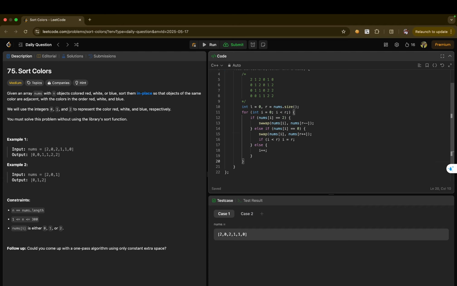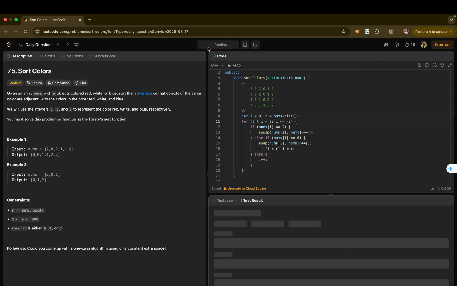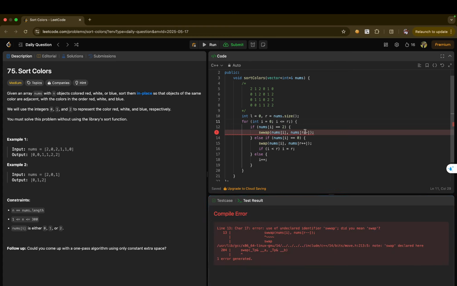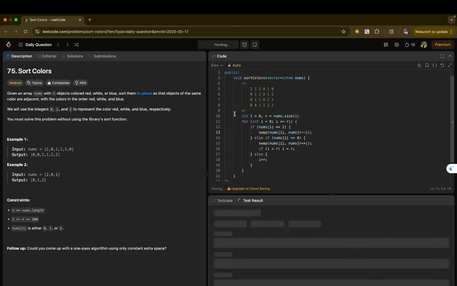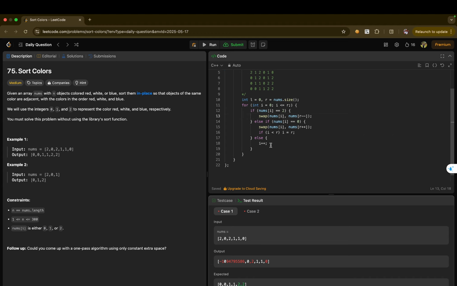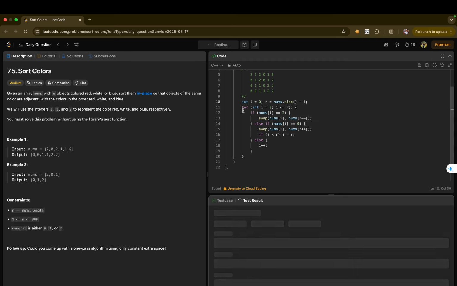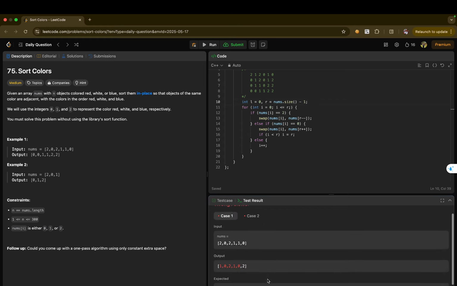Okay, for 2, swap with R, because R is the last element where we didn't have a replacement. I'm sorry. Okay, swap. Oh, wait a minute. Minus one. Okay, sorry, a small mistake. What do we got here?